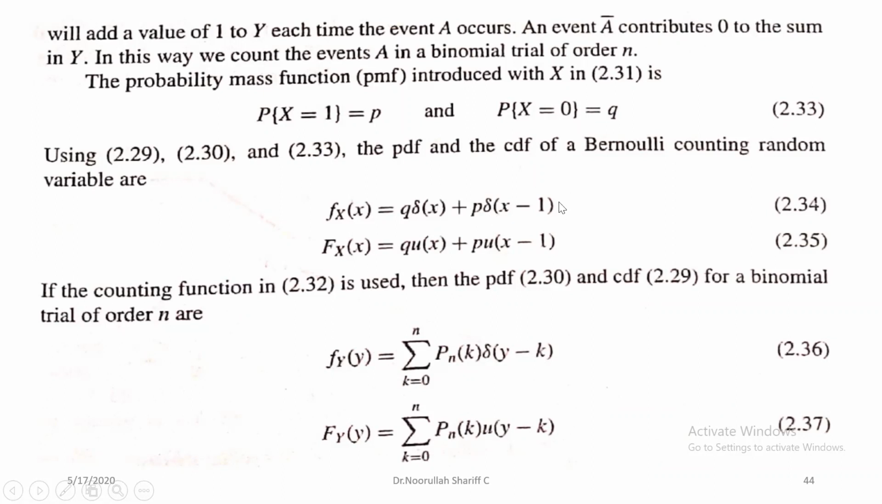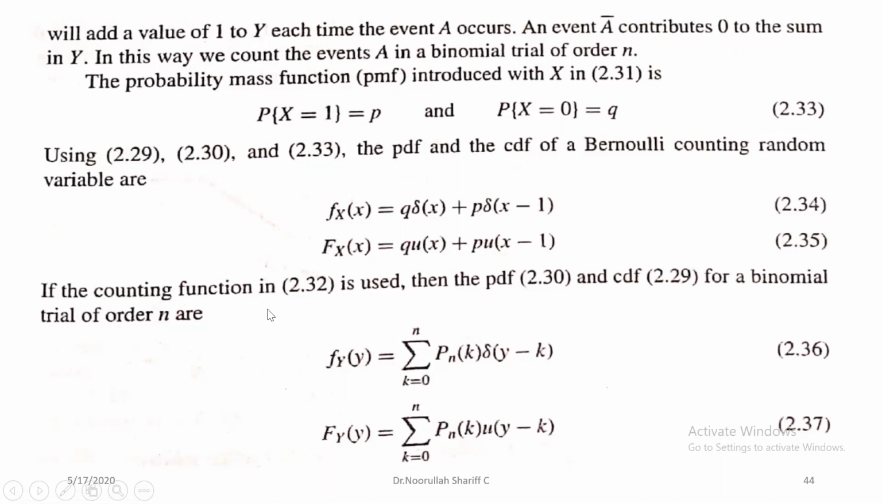Here we are taking the impulse function, whereas in the cumulative distribution function, capital F of x, we take q times the unit step function u of x and p times the unit step function u of x minus 1, because p corresponds to x equal to 1 and q corresponds to x equal to 0. We write it as q into u of x plus p into u of x minus 1. For x equal to 1, x minus 1 equals 0, so p will be multiplied by u of x minus 1.